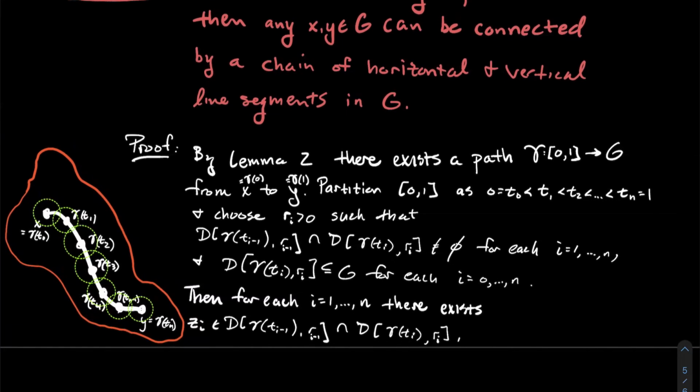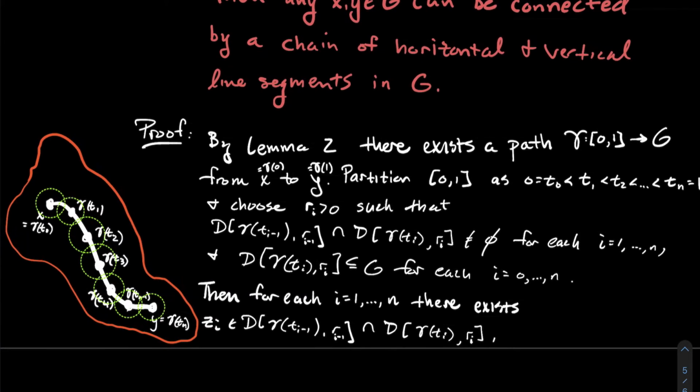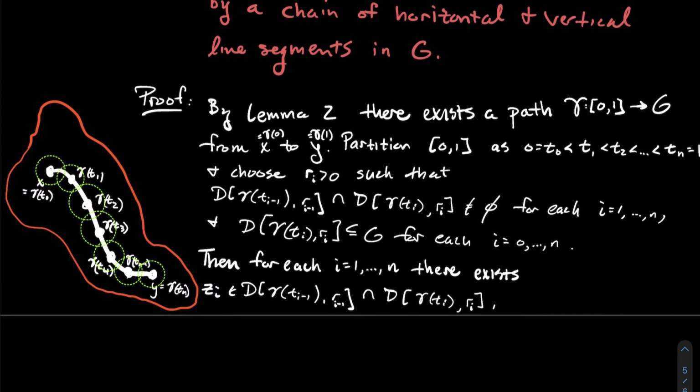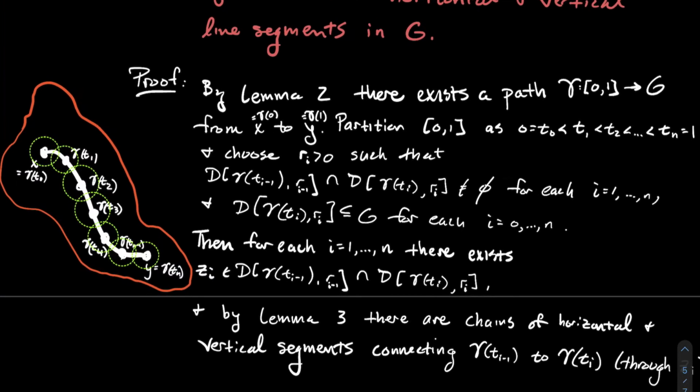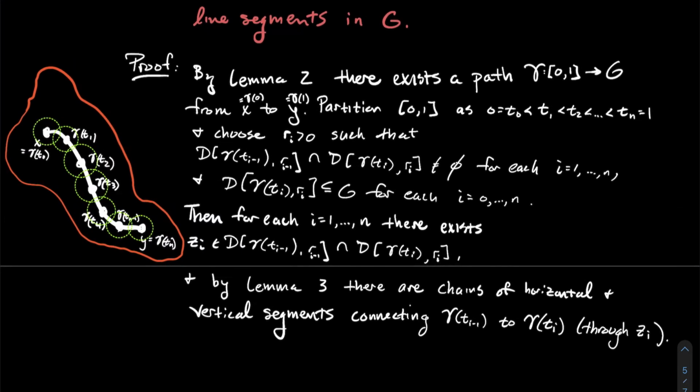Now, why do I care about that? Because when I have some overlap there, there exists some zi that's in the overlap of two consecutive open balls. And I've got another picture for you in a moment. But lemma 3 told me that I could connect points inside of an open ball with chains of horizontal and vertical line segments. So I could connect those. And so, if I know that two open balls have some overlap, why don't I just connect the vertical and horizontal line segments to the point that's in that overlap?